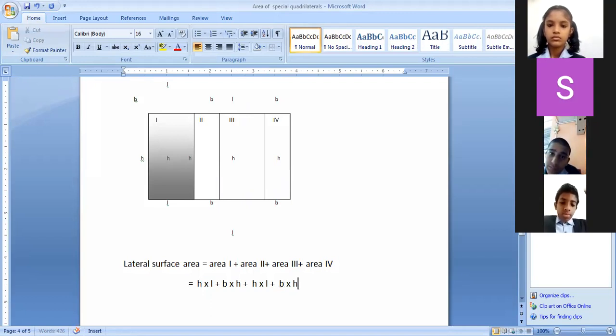So there are two HL, right? There are 2 times HL. H into L is there twice, isn't it? Here and here. Clear? It will become 2 into HL. Understood? And same way, here is a BH and here is also another BH. It will become 2BH, 2B into H.